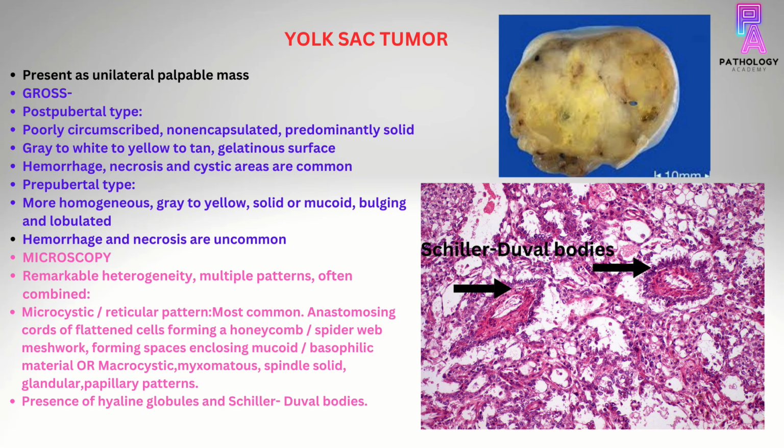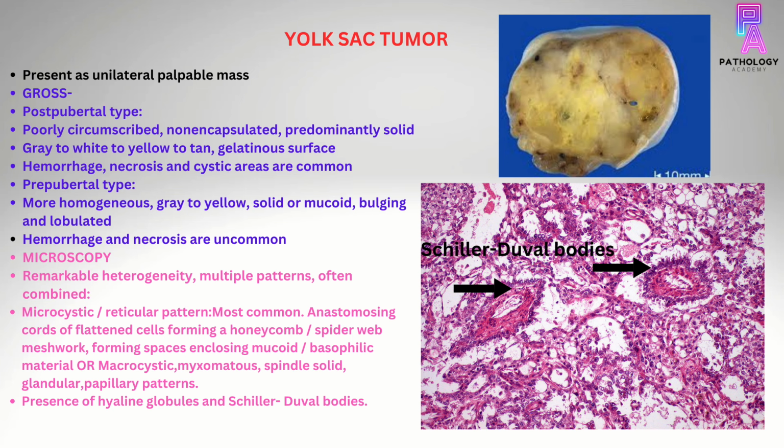In this, anastomosing cords of flattened cells forming a honeycomb or spider web meshwork, forming spaces enclosing mucoid or basophilic material, are noted. Other patterns are macrocystic, myxomatous, spindle pattern, solid cells, glandular, papillary patterns, etc. Hyaline globules and Schiller-Duval bodies are encountered in these yolk sac tumors.